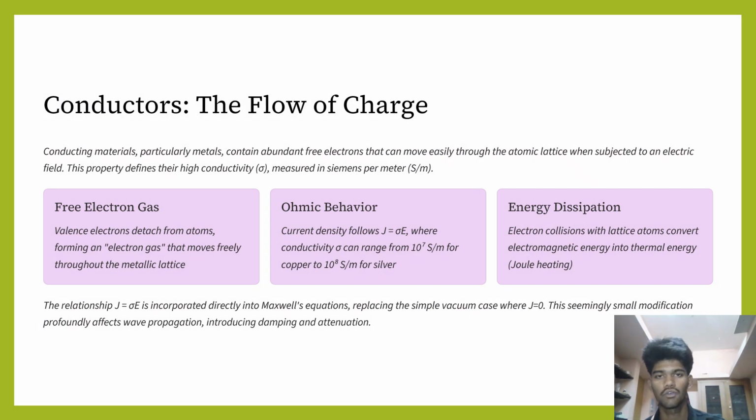Conductors, the flow of charge. Conducting materials, particularly metals, contain abundant free electrons that can move easily through the atomic lattice when subjected to an electric field. This property defines their high conductivity, measured in Siemens per meter. Free electron gas, ohmic behavior, energy dissipation. The relationship J equals sigma E is incorporated directly into Maxwell equations, replacing the simple vacuum case where J is equal to 0. This seemingly small modification profoundly affects wave propagation, introducing damping and attenuation.